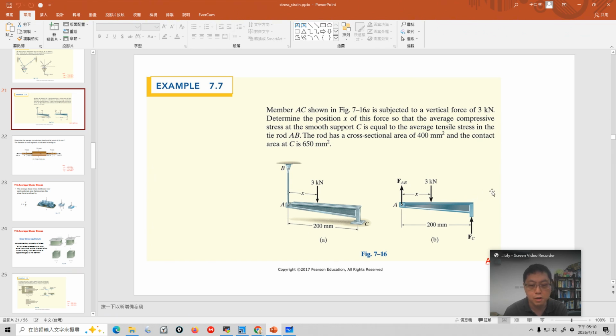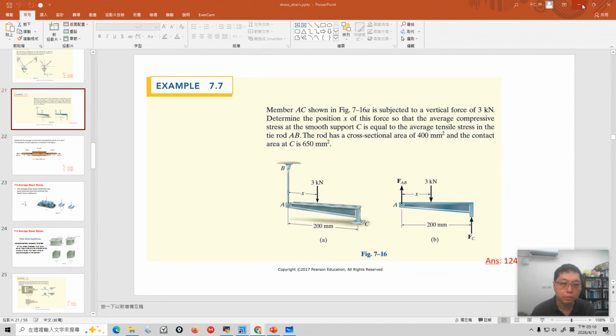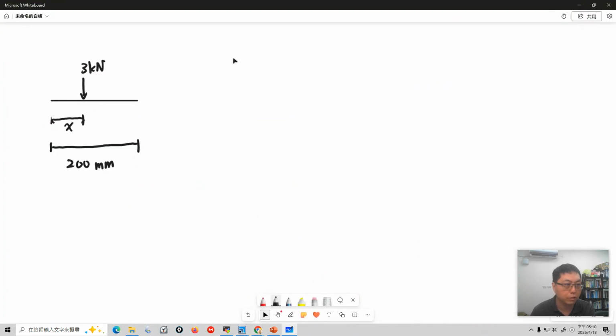Let me show you what really happens. Let's start. We have to do the free body diagram of member AC. Let me point out this is A, and this is C. The problem here, I address this again: what if I don't know the direction of force AB and force C? Could I still get the right answer? My answer is yes. Let me show you.